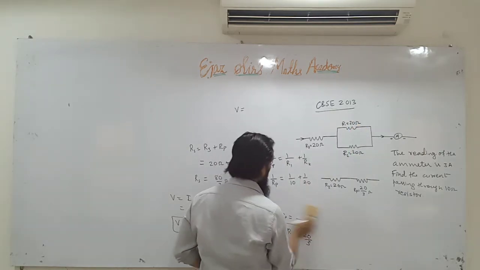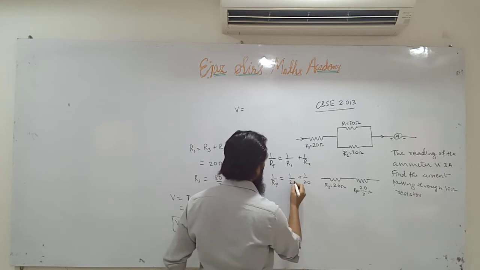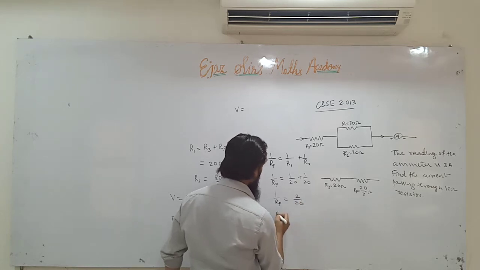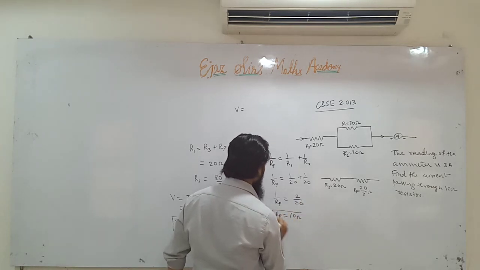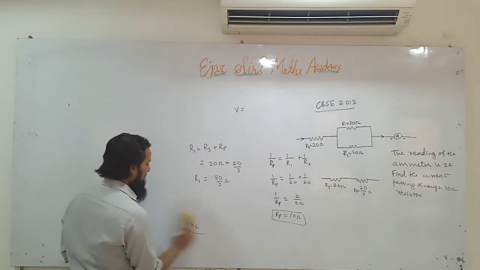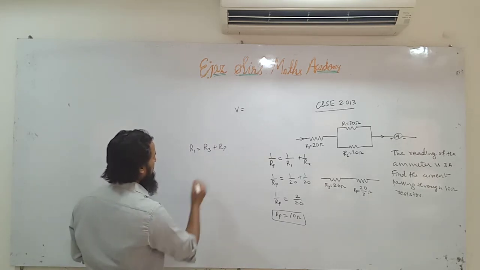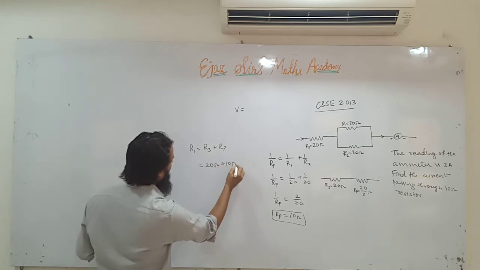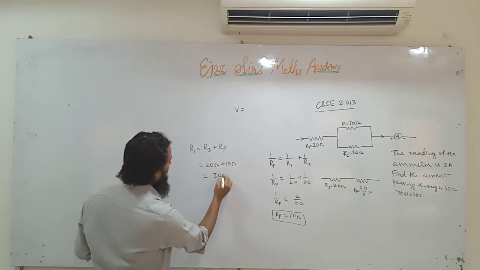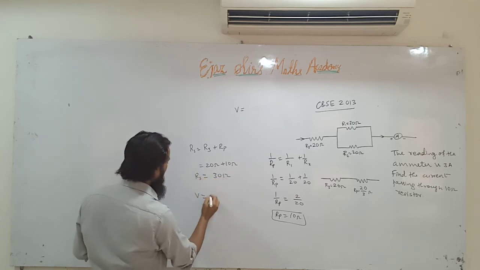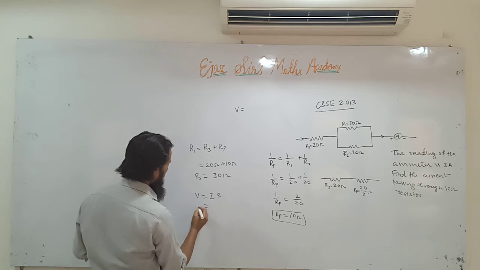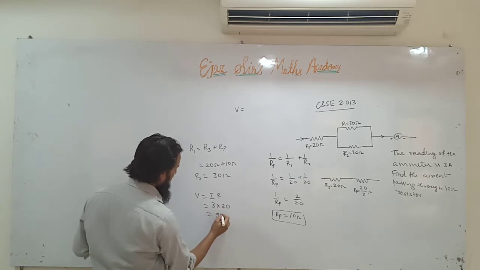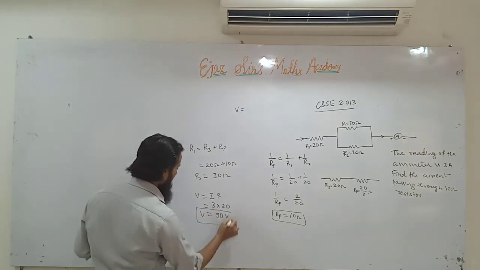So if it is 20 ohms, what will it be? 20, and this 1 by Rp will be 2 by 20. Rp will be 10 ohms. If Rp is 10 ohms, then Rs will be 20 ohm plus 10 ohm, which is 30 ohms. This is Rs. V is equal to I into R. So I is given to be 3 and resistance is 30. So this will be 90 volts. The voltage is 90 volts.